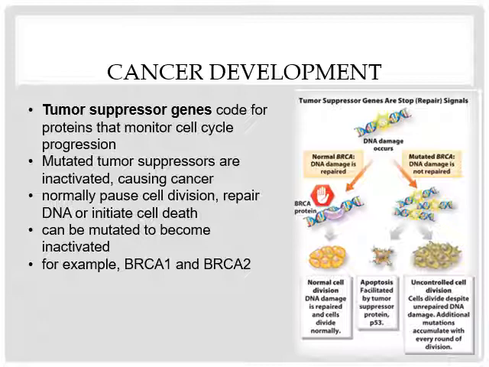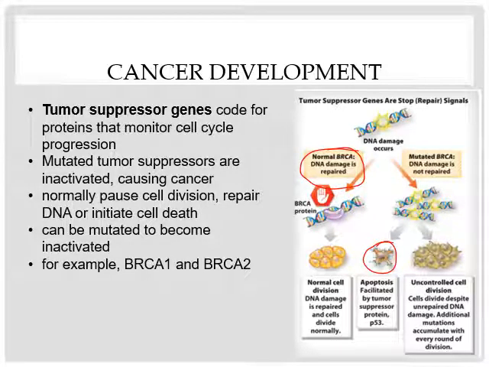The other kind of gene that we have is called a tumor suppressor gene. So these are the brakes. These are the ones that say, hey, you need to stop and you need to repair. Right, so they code for proteins that monitor cell cycle progression. Again, if they're mutated or inactivated, they can possibly cause cancer. So normally, a normal BRCA protein, let's say, if it notices DNA damage, it's going to say stop, repair it. It can either pause the cell division, it can repair the DNA, or it can initiate cell death or apoptosis, right?